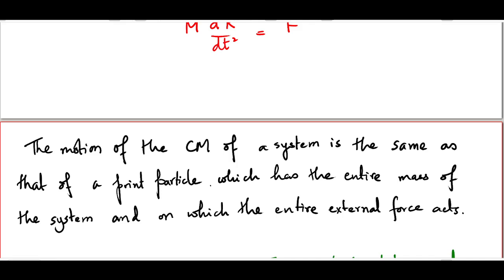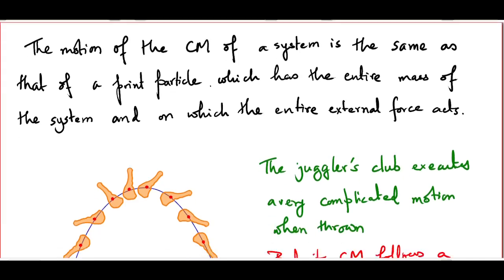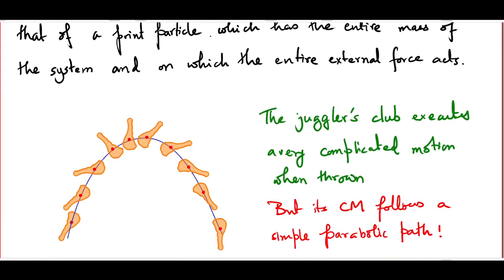Let me illustrate that with an example. Consider a club which a juggler has thrown into the air. Now the club is a rather irregularly shaped body and it tends to tumble and move in a very complicated manner through the air in its flight. However, no matter how complicated the motion really is, if you look at one specific point, the center of mass of the club, and follow it as it moves along, it actually executes a very simple path.